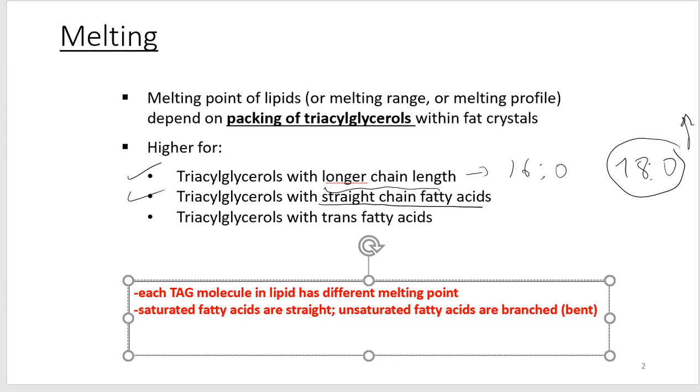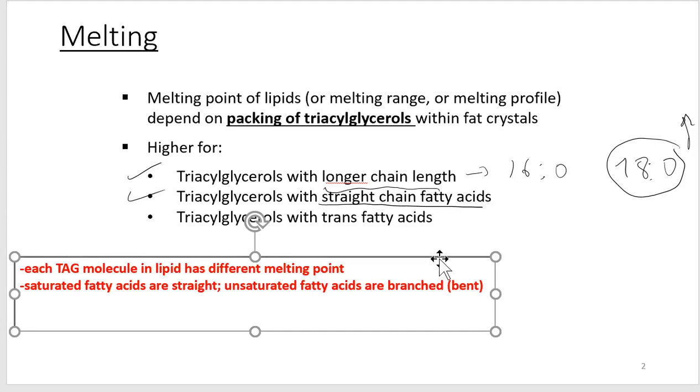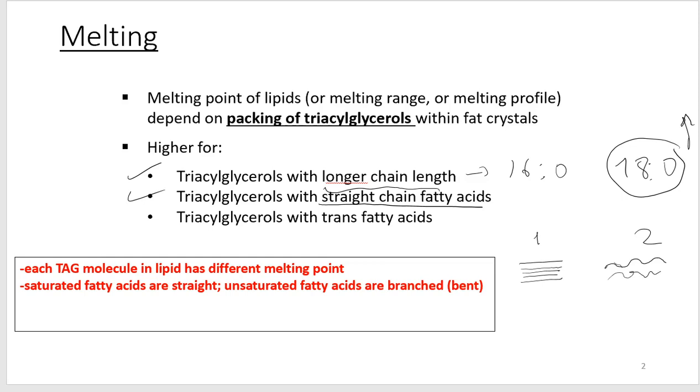So how does this affect the packing? Maybe you can visualize like this. If we have a straight structure, straight fatty acids, we have lots of straight fatty acids here. That's the first case. And in the other case, we have branched fatty acids. This is just a representation, branched.